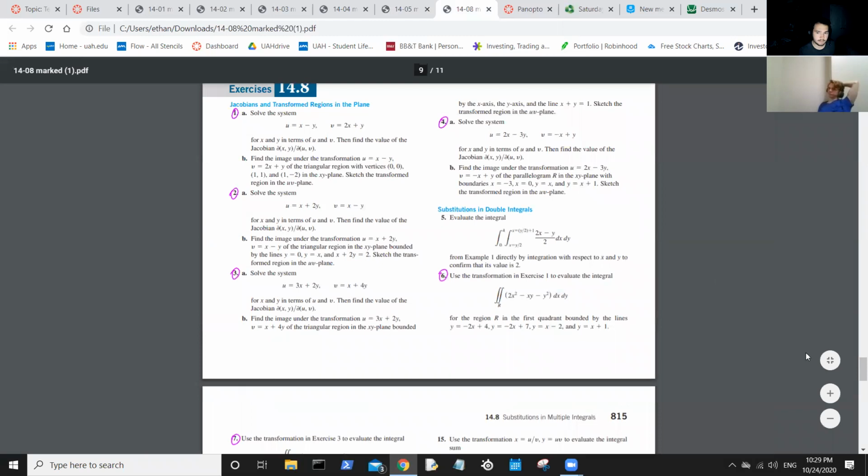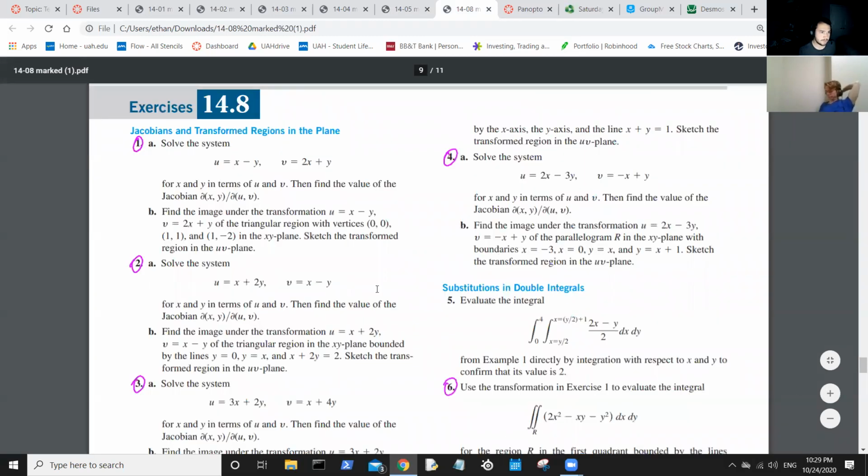But now it's time for the magnum opus, Jacobians.